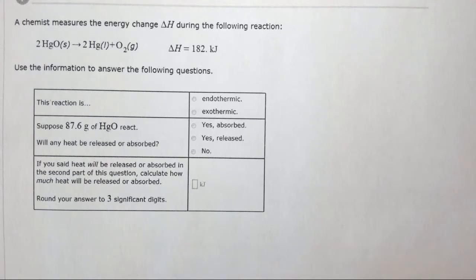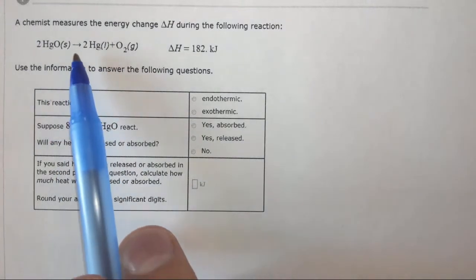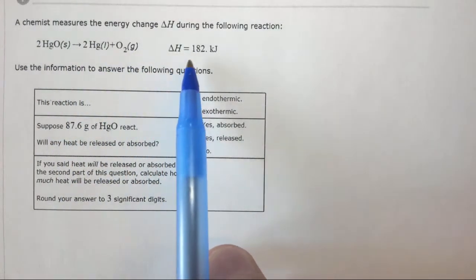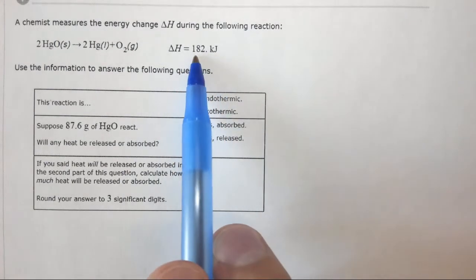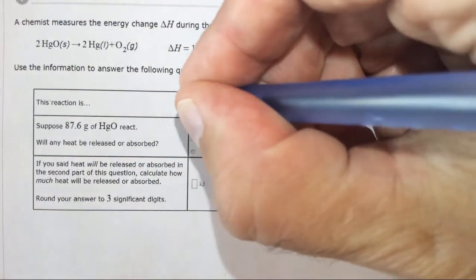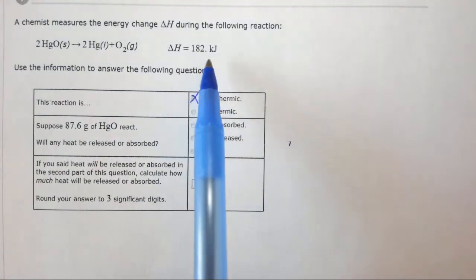In this question, we're given the enthalpy of a reaction where two mercury(II) oxides are reacted to form two mercuries and oxygen gas, and the enthalpy of the reaction is positive 182 kilojoules. Since this is positive, it means that the reaction is endothermic. And the first question it asks is whether the reaction is endothermic or exothermic.